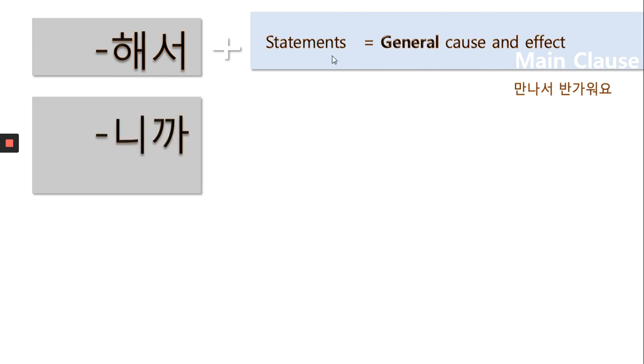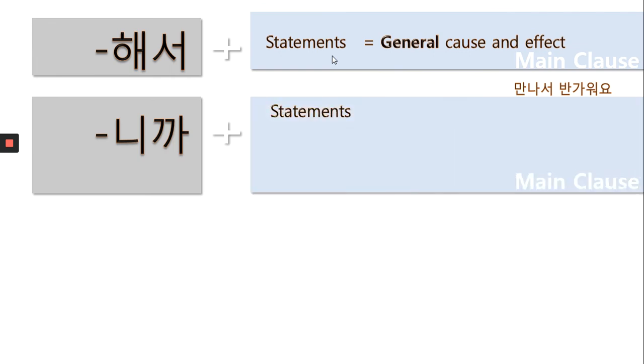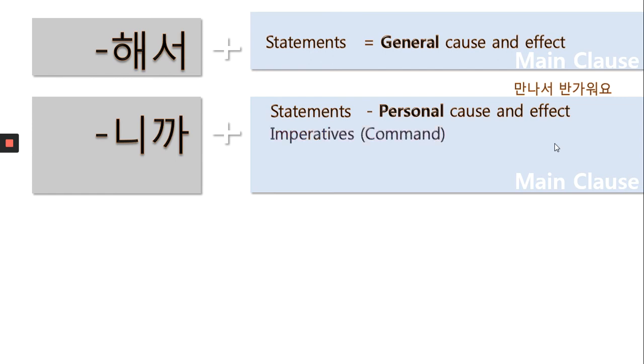And another similar expression is 니까. 니까 is also because. Okay, the difference is behind 니까 we also need statements, but the meaning is slightly different. 니까 has the meaning of personal cause and effect. The relationship between cause and effect is quite personal. Okay, and behind the 니까, in the main clause, this is quite interesting. Okay, behind the 니까, command is possible, and questions and suggestives are possible.